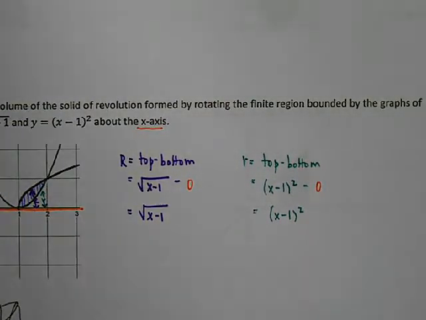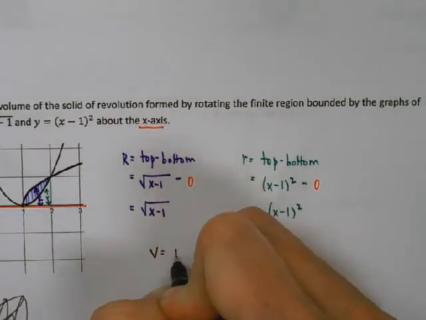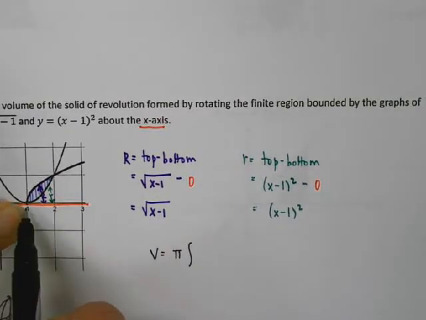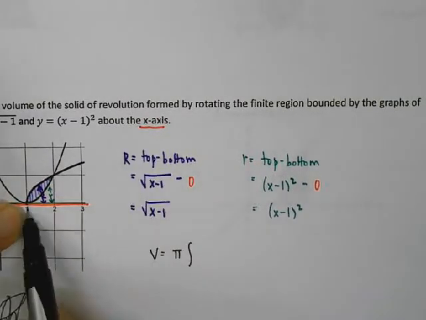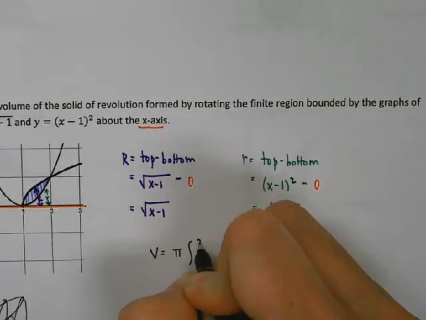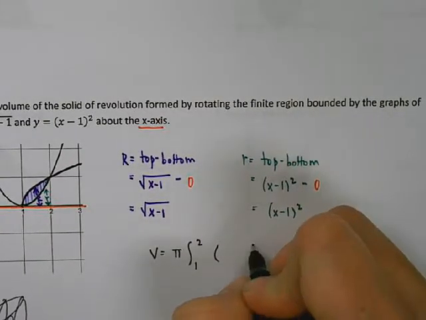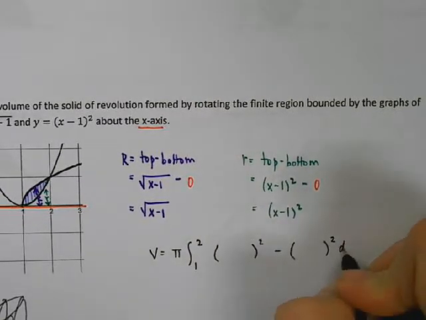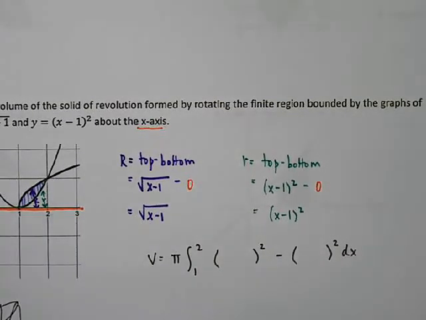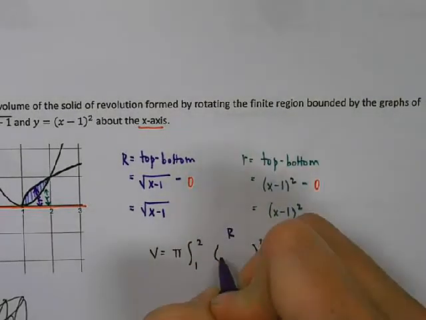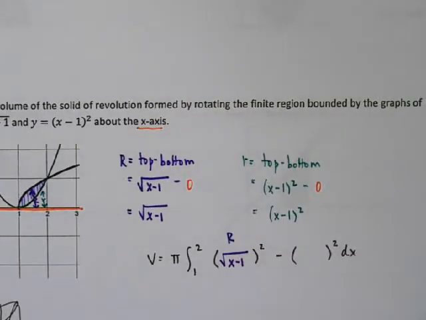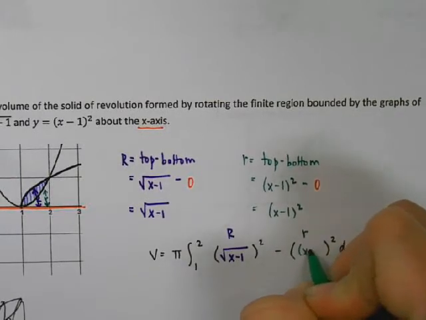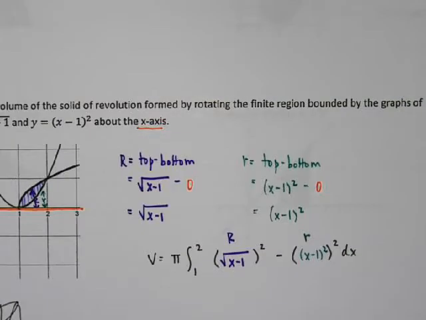So now when I do my volume, I still have pi. My limits, it looks like I go from 1 to 2. Again, this is about the x-axis, so I have x values. So 1 to 2. I'm going to have my big R squared minus my little r squared, and that's going to be dx. So again, this is my big radius, the square root of x minus 1. My little r is going to be x minus 1 squared.